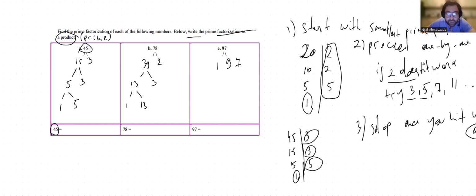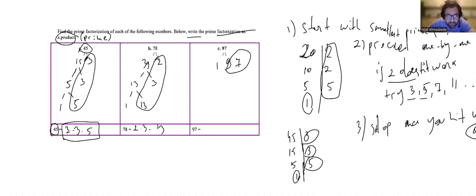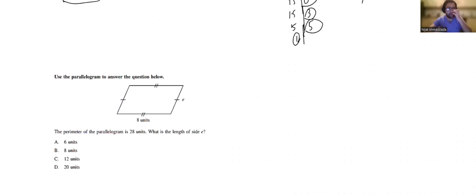So what are the prime numbers whose product gives me 45? These guys, only the right-hand side guys. 3, 3, 5. 3 times 3 times 5 will give me 45. And now again, right-hand side guys. So 2, 3, 13. Again, there is nothing on the right-hand side, just 97. But I don't want to leave it like this, so I will just write 1 as well. You can just write 97 as well. Very good to go. And we got the next question.